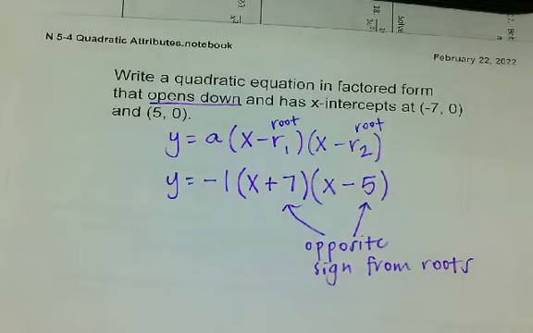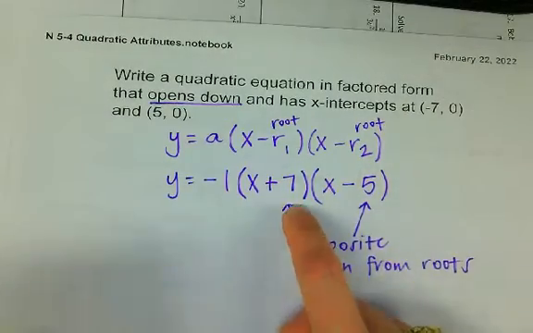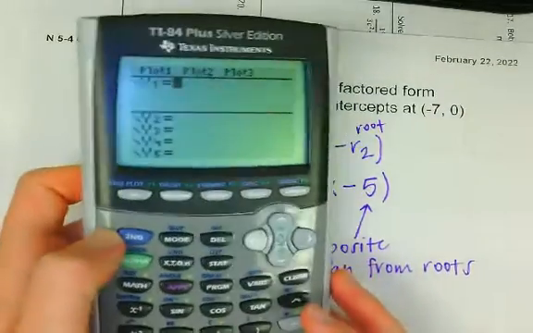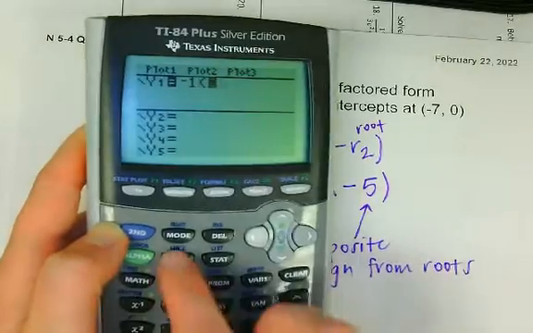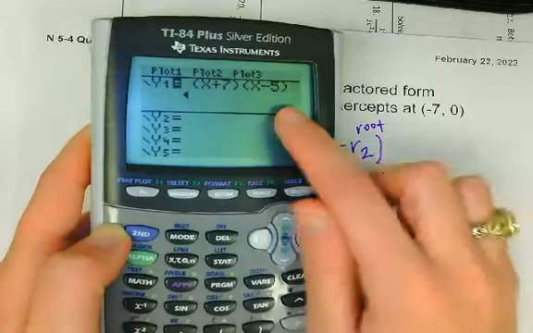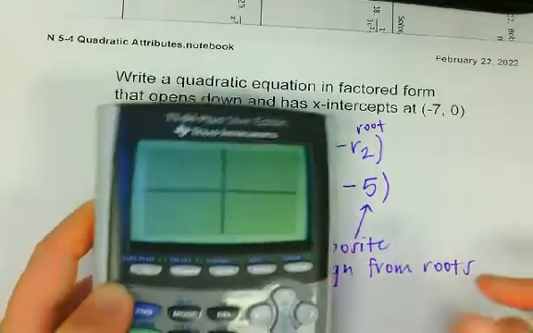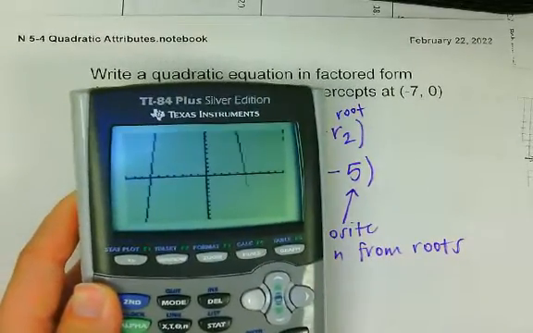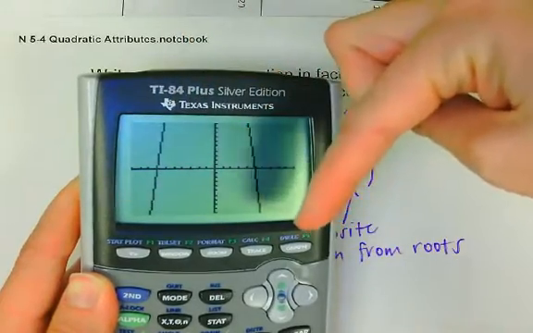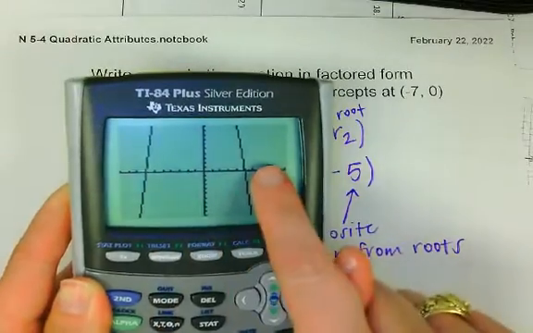And then you can always go and check your answer. So if I think that this is going to be my answer that meets these requirements, I'm going to go to y equals, and I'm going to do -1, and then I'm going to type x plus 7 times x minus 5. I just typed in this equation exactly, and then I can go look at the graph and make sure that it does open down, it has a maximum, and it has the correct x-intercepts.